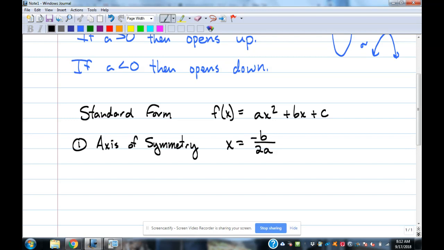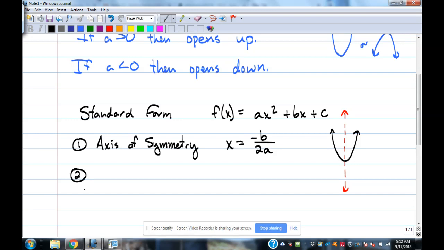What the axis of symmetry looks like for a parabola: you've got the parabola shape, and the axis of symmetry is this dotted line that goes right down the middle. That's what it's going to look like when we graph it by hand. We're going to do an example of that in just a little bit.